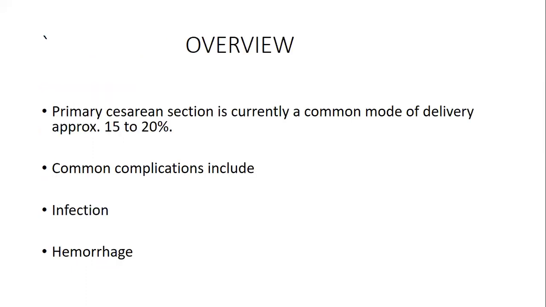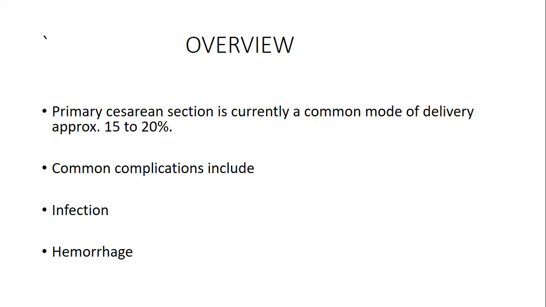So Cesarean section, a primary Cesarean section, is currently one of the common modes of delivery that is being done in most of the centers or high-risk centers. And approximately 15 to 20% of pregnant women tend to undergo Cesarean section.